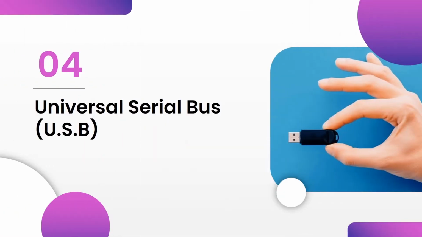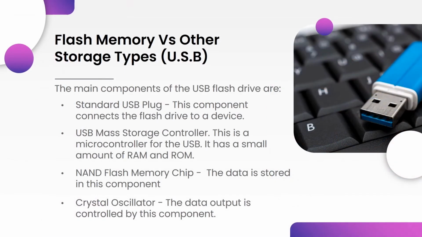Alright, so touching on the Universal Serial Bus, which is known as USB, which is a type of flash storage. The main components of the USB flash drive are the standard USB plug, which is the component that connects the flash drive to a device, the USB mass storage controller, which is a microcontroller for the USB, which has a small amount of RAM and ROM, the NAND flash memory chip, which is where the data is stored on the USB stick, and finally the crystal oscillator, which controls the data output.